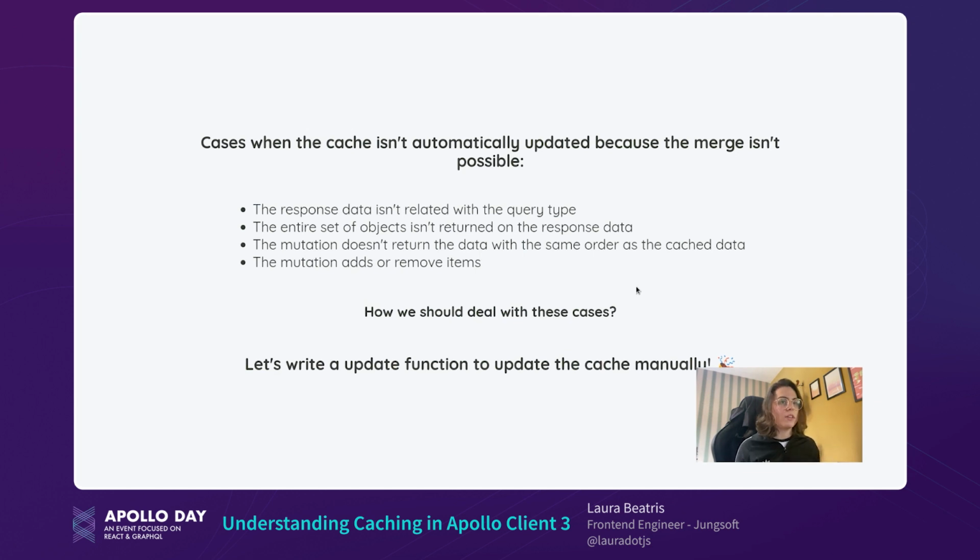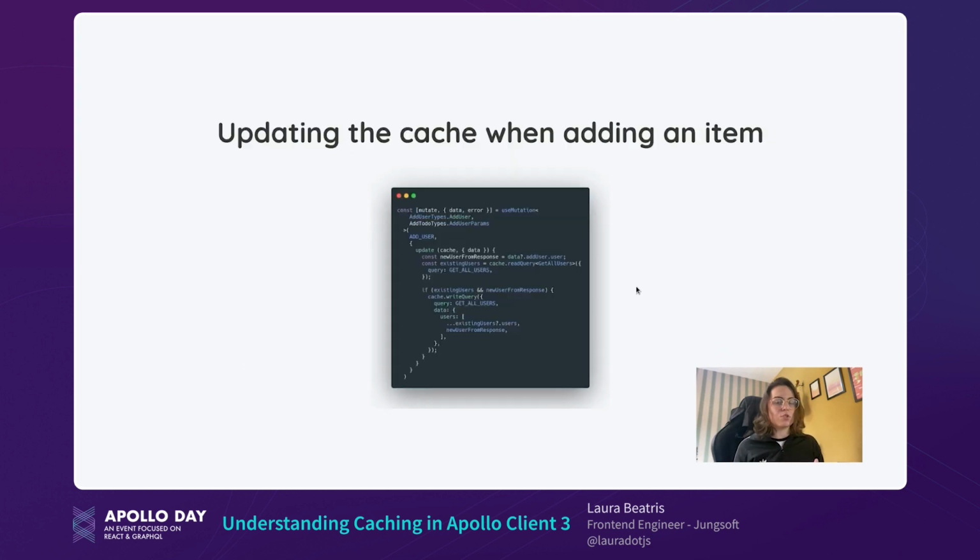And one example here is when you are adding an item, so you are executing a mutation in order to add an item. And the update function is pretty straightforward. It receives access to the cache API as the first argument, and as the second argument, it receives the response data. So by doing it, we are able to write to the cache again.